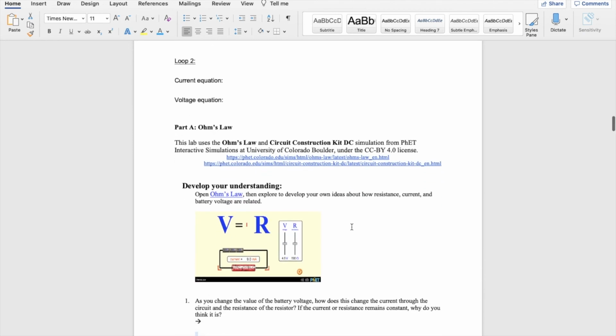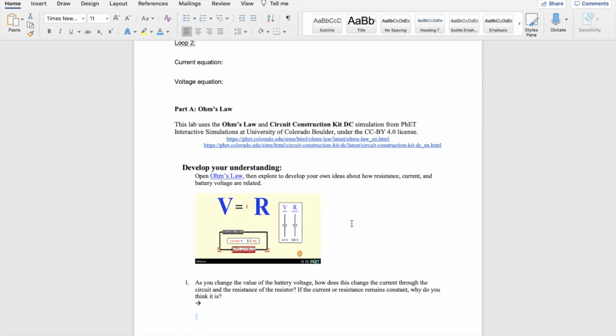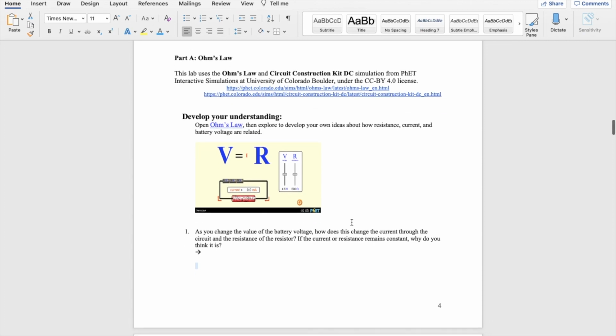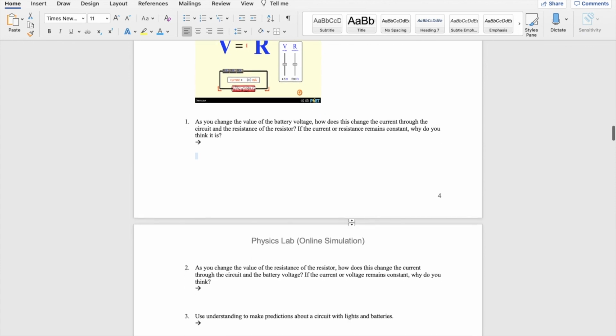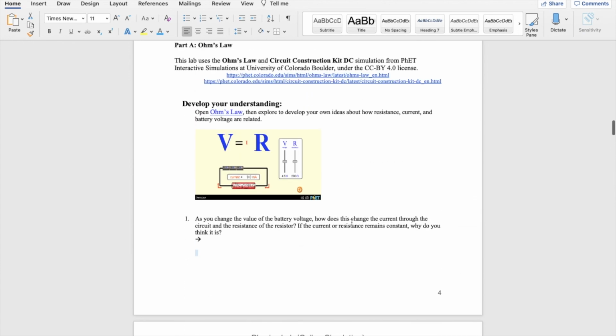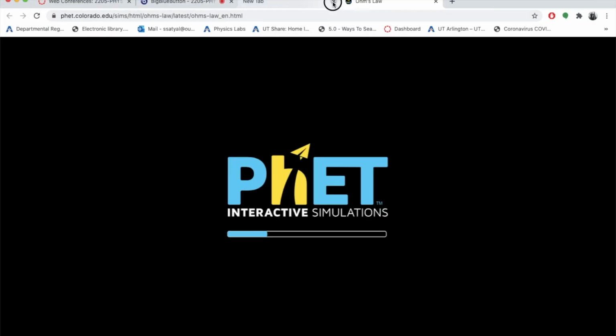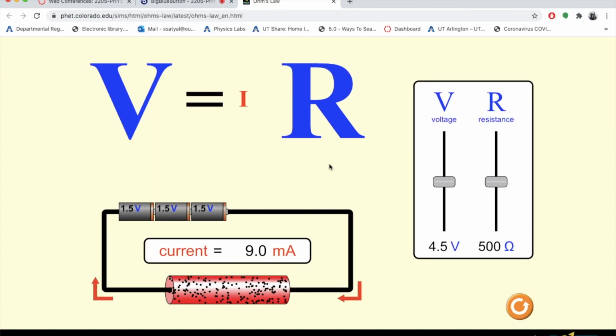And there are two parts for the simulation. Part A is Ohm's law, part B is Kirchhoff's laws. And I think Ohm's law is very simple, yet conceptual. As usual, go to your simulation site, and here you can play with two variables. Luckily, there's no third variable here. You can change the voltage and resistance of this circuit here.